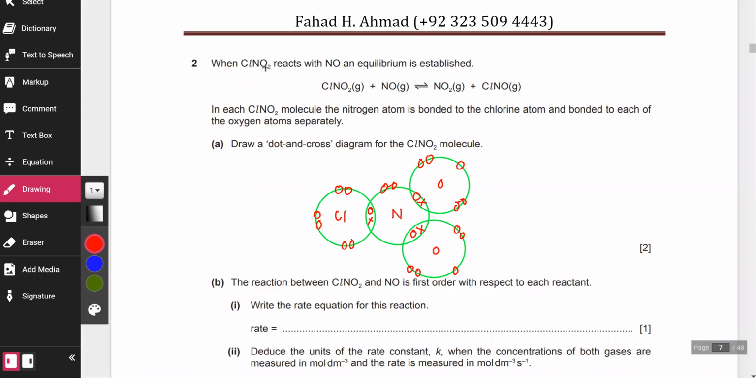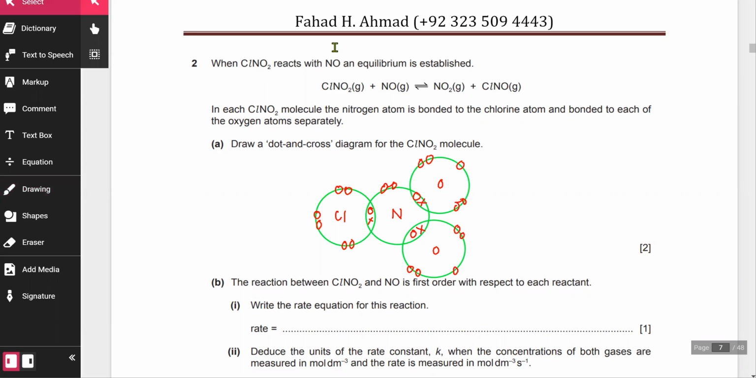So they had told us that ClNO2 was reacting with NO, and equilibrium was established. This reaction was happening. They had also told us the bonding of this molecule, and we had to draw the dot and cross diagram.